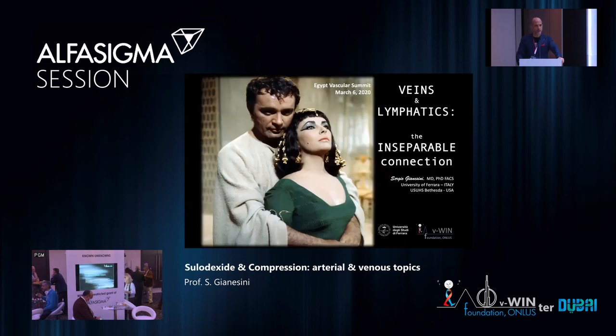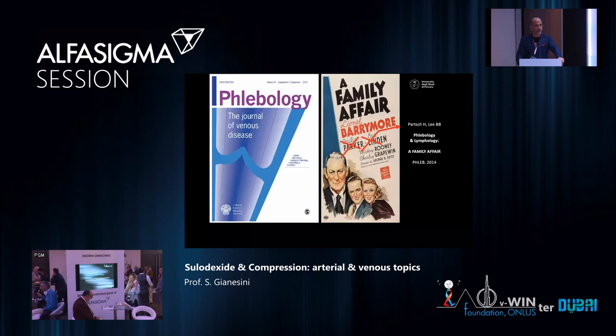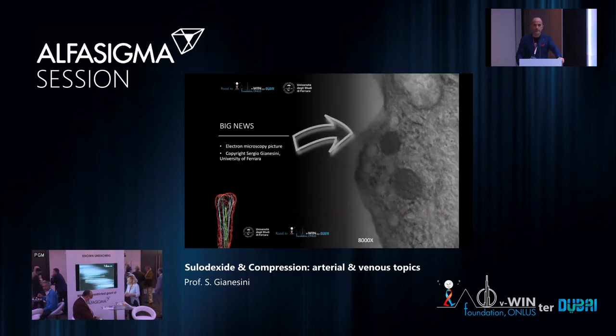But if you're talking about arteries, we should talk also about veins and about the lymphatics. As I was saying, indeed, the three things are all together, as we know. In particular, veins and lymphatics, as per the publication of Partsch and Lee, must be considered together as a family affair, as per the title of that publication.